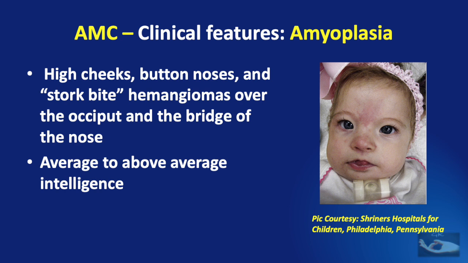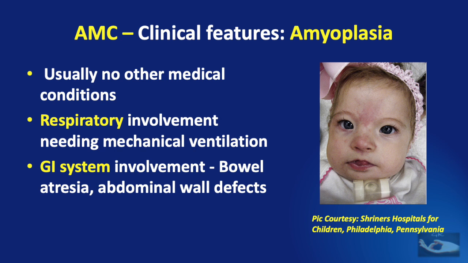These children usually show average to above average intelligence. Though association with other medical conditions are rare, in syndromic conditions there may be respiratory involvement needing mechanical ventilation or gastrointestinal involvement with evidence of bowel atresia and abdominal wall defects.